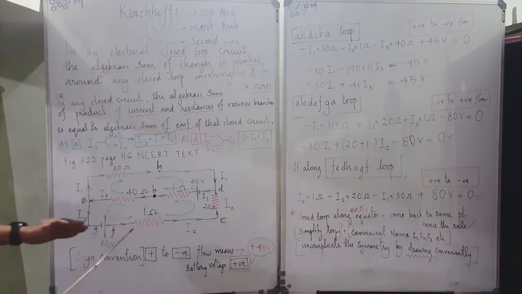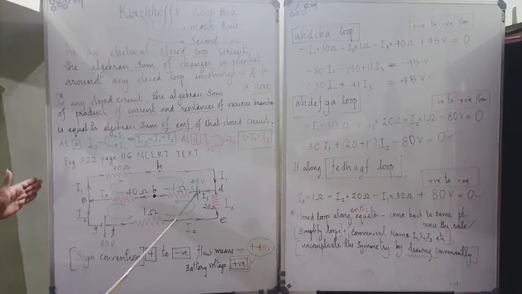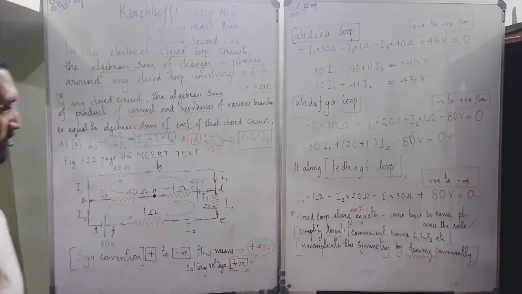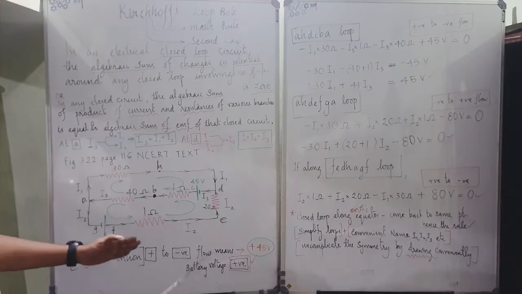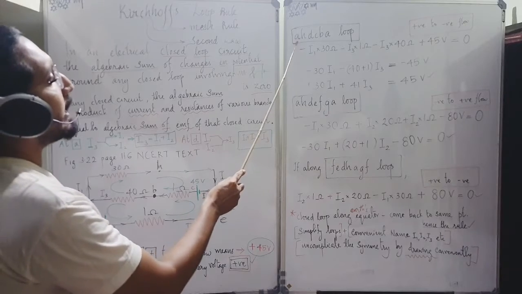While solving the problems of this question, there is a sign convention. Whatever circuit we choose, when the circuit goes from the positive to the negative point, take the battery voltage to be positive. When it is positive to negative, then it's positive. When it is negative to positive, then it is negative. So note it in your mind, and we can just go to the problem section.